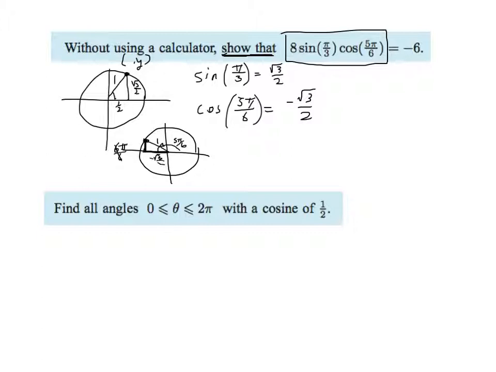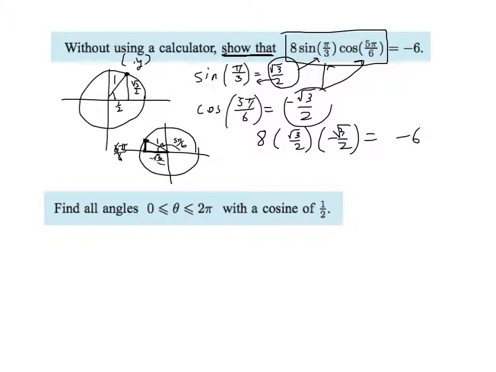Alright, so now let's go back to the problem. Now that we've found these simpler numbers for these expressions, let's plug these back into here. So we have 8 times root 3 over 2 times negative root 3 over 2. And we've got to somehow show that this is negative 6. So we're just going to work on this expression. This becomes, well, those cancel out, that becomes 2. And root 3 times negative root 3 is just negative 3. So we have 2 times negative 3, and so that becomes negative 6. So we've shown that this side is indeed negative 6.